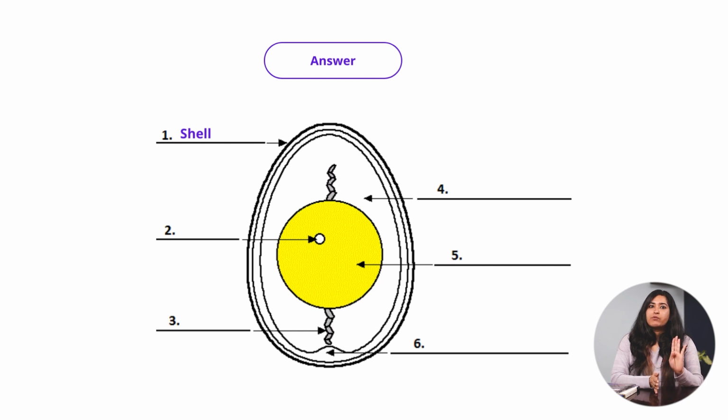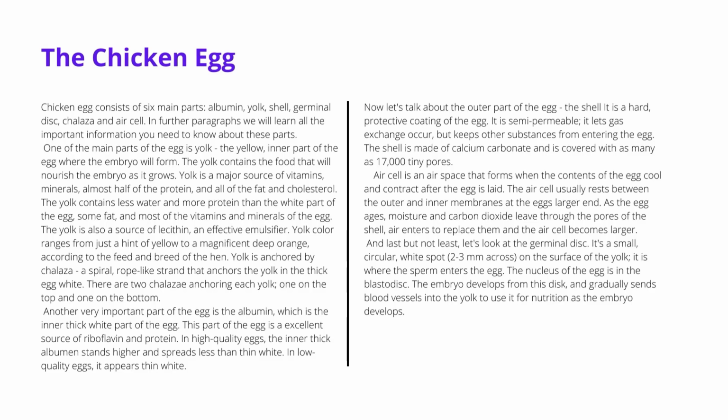We can find the answer in the 4th paragraph where it says, now let's talk about the outer part of the egg, the shell. It is a hard, protective coating around the egg. It is semi-permeable and lets gas exchange occur, but keeps other substances from entering the egg.